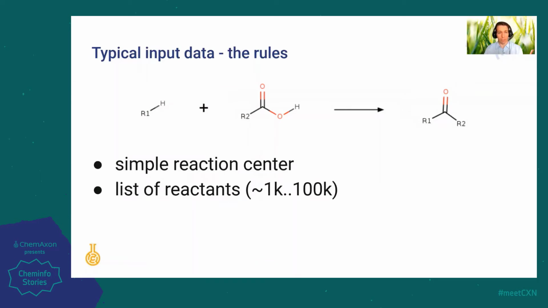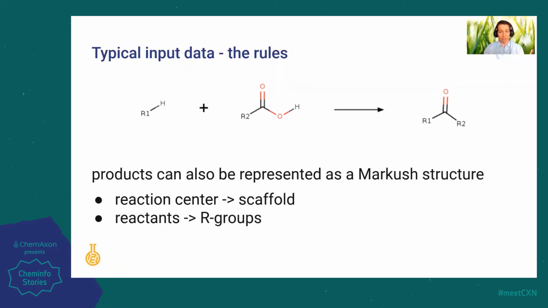The typical input data, so what are the rules that we are talking about as rule-based search? They are usually based on reactions. We have a reaction center, which is usually a very simple one, and there is a list of reactants, not that huge, usually less than 100,000 structures. So it's in the normal range to handle. Sometimes they are also represented as a Markush structure with a simple scaffold and R groups. We are talking about the same thing if you think about that.